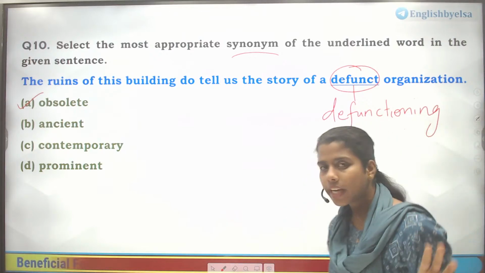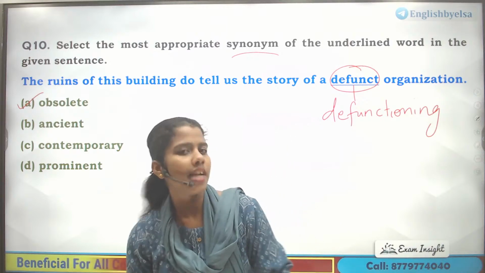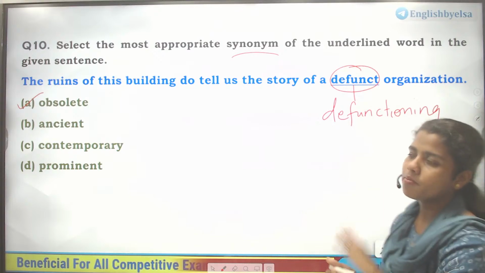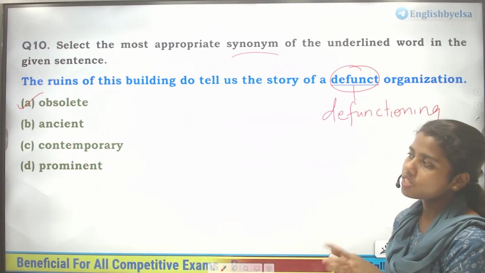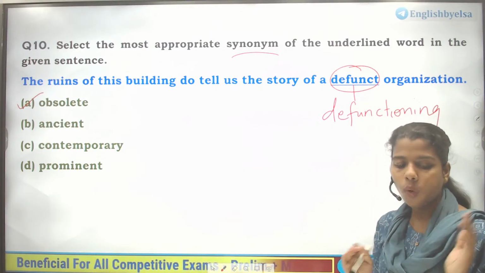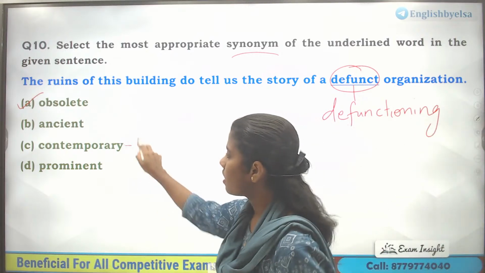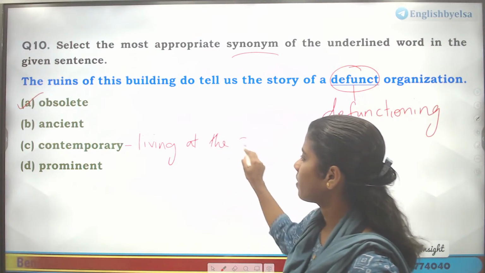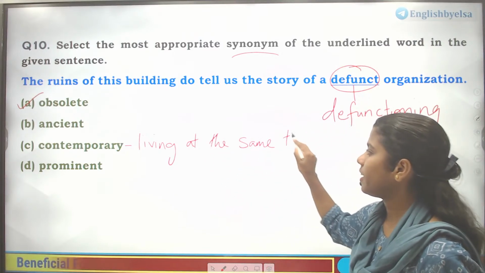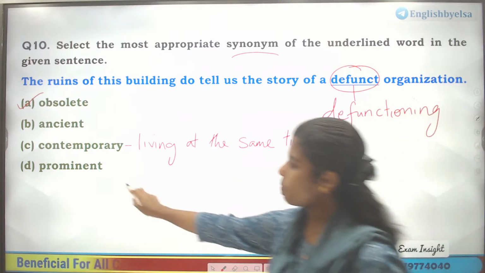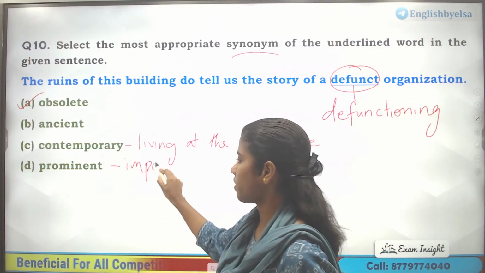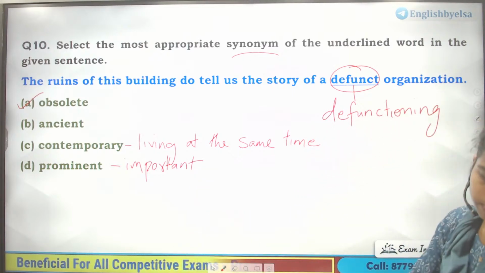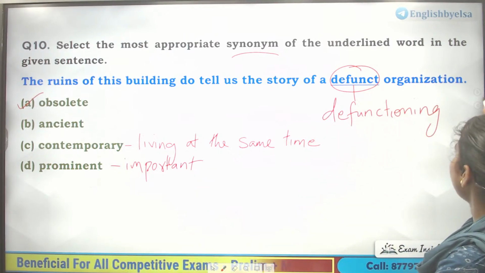Obsolete means outdated or not in use at a particular time. That is what you mean by obsolete. The correct synonym is obsolete. Other options, I hope it's easy. Ancient means old. Contemporary means living at the same time. Prominent means important, very important. Yes, correct is A.